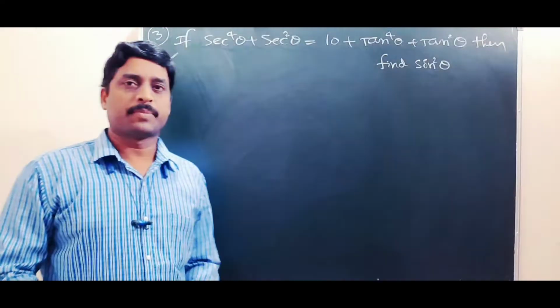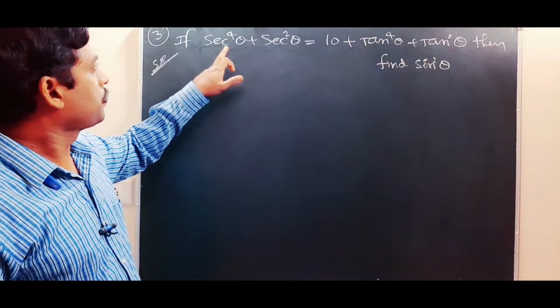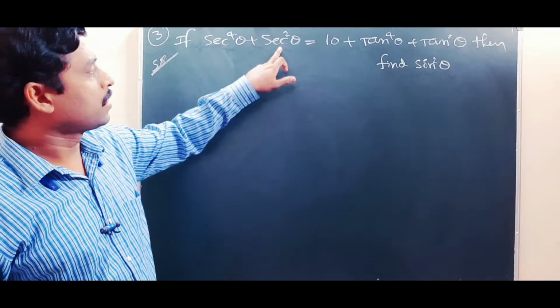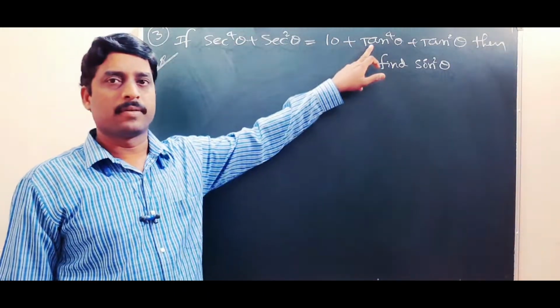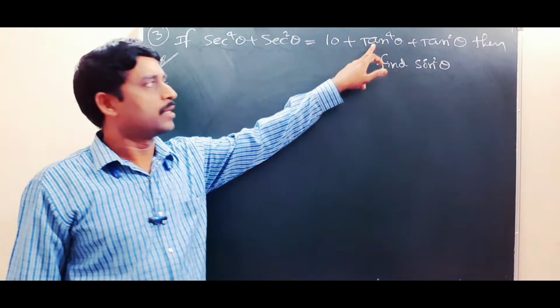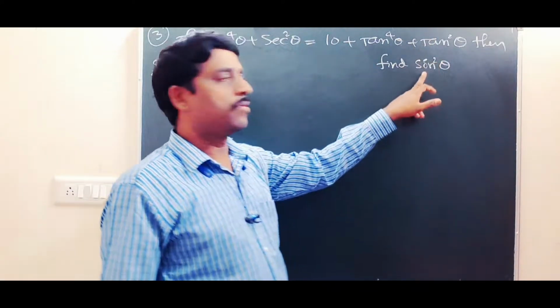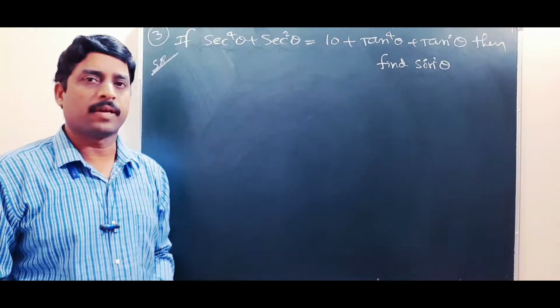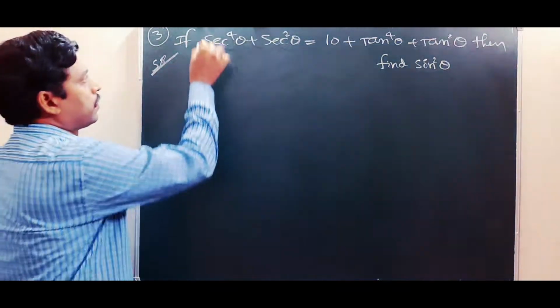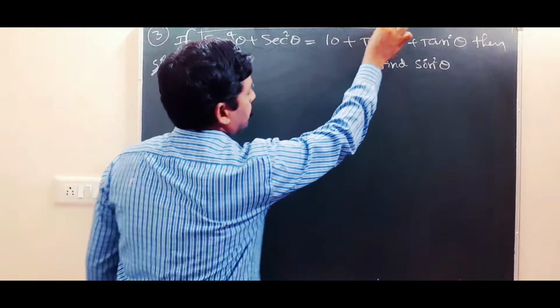Okay, let us go to the next problem. If secant to the power 4 theta plus secant square theta equal to 10 plus 10 to the power tan to the power 4 theta plus tan square theta, then we have to find sin square theta. So what is given? This is the given condition.